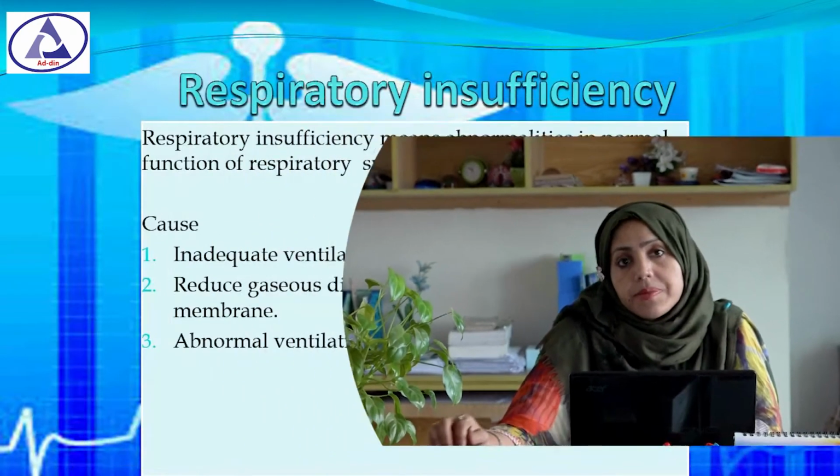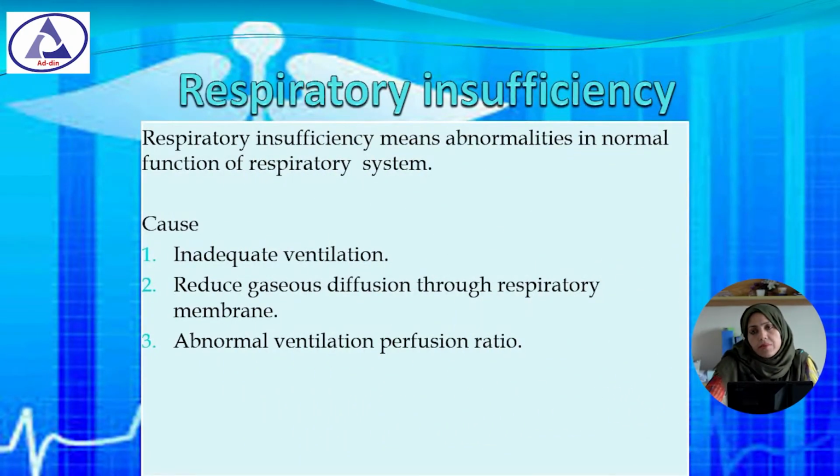So, let us start. At first, the respiratory insufficiency. Respiratory insufficiency means abnormality in the normal function of the respiratory system. The causes of this respiratory insufficiency are inadequate ventilation, reduced gaseous diffusion through the respiratory membrane, and the abnormal ventilation perfusion ratio.